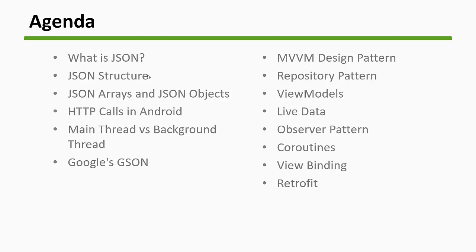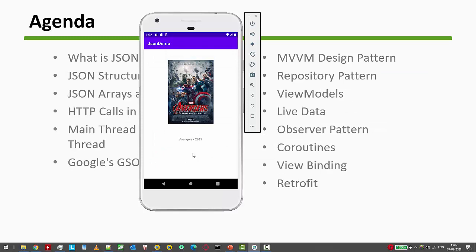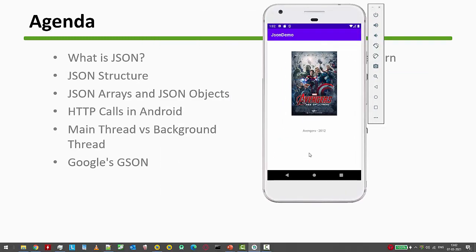So we'll see what is JSON. JSON structure, JSON arrays, objects, what are HTTP calls, what is main thread, background thread, Gson. Then we have some design patterns, LiveData, ViewModels, coroutines, view binding, Retrofit. So that's a lot, and eventually we are going to create just this, an image and a text view. Well, yes, that's it. But this will be coming from the server at least.